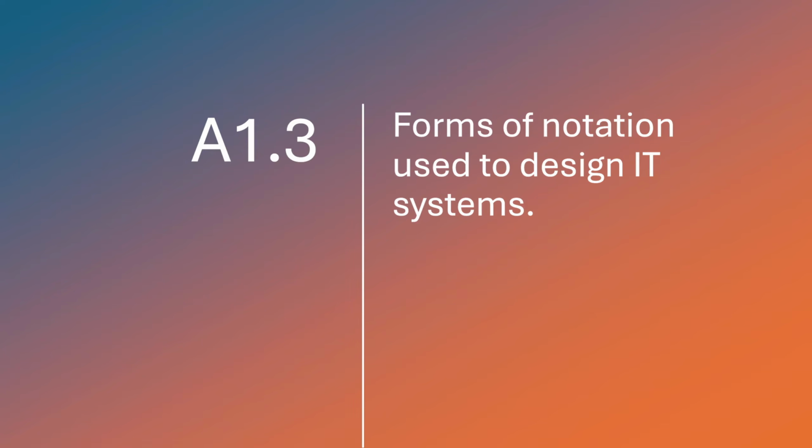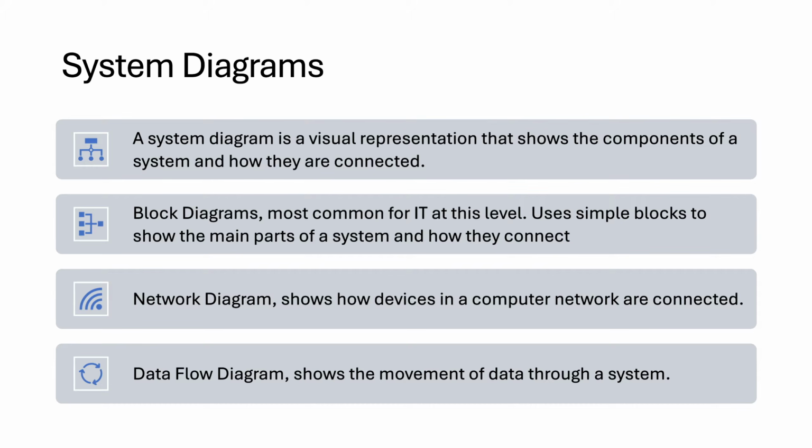A1.3, forms of notation used to design IT systems. So the first one you have is system diagram. A system diagram is a visual representation that shows the components of a system and how they are connected. So block diagrams are most common for IT at this level, uses simple blocks to show the main parts of a system and how they connect. Typically, this is going to be input, process, output, storage. That's typically what you would need for a block diagram at this level.